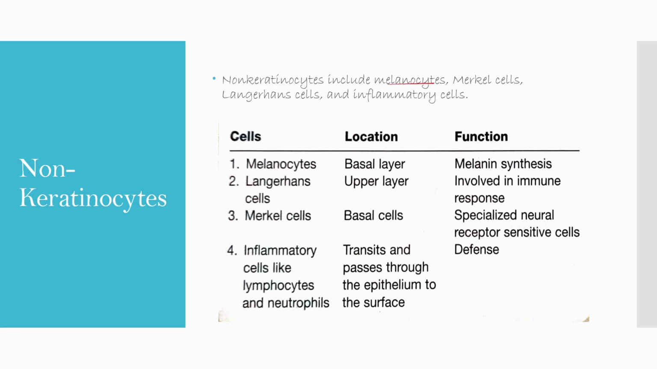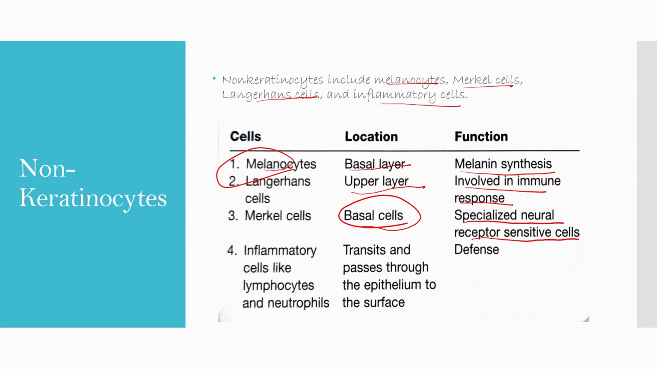Non-keratinocytes include melanocytes, Merkel cells, Langerhans cells, and inflammatory cells. These cells have different functions and belong to different places. Melanocytes are in the basal layer and carry out melanin synthesis, as the name suggests, melan. Langerhans cells are present in the upper layers and are involved in the immune response, so they are protective cells. Merkel cells are also present in the basal layer, specialized neural receptor sensitive cells.